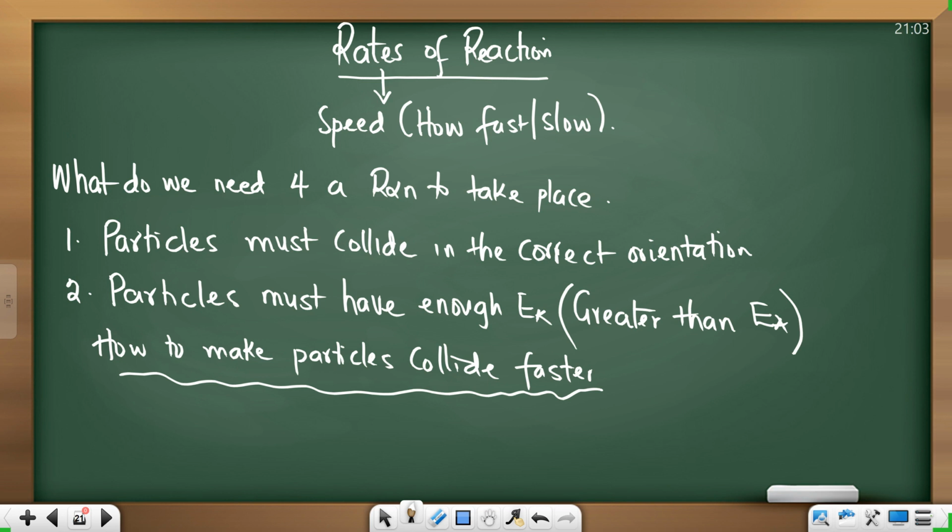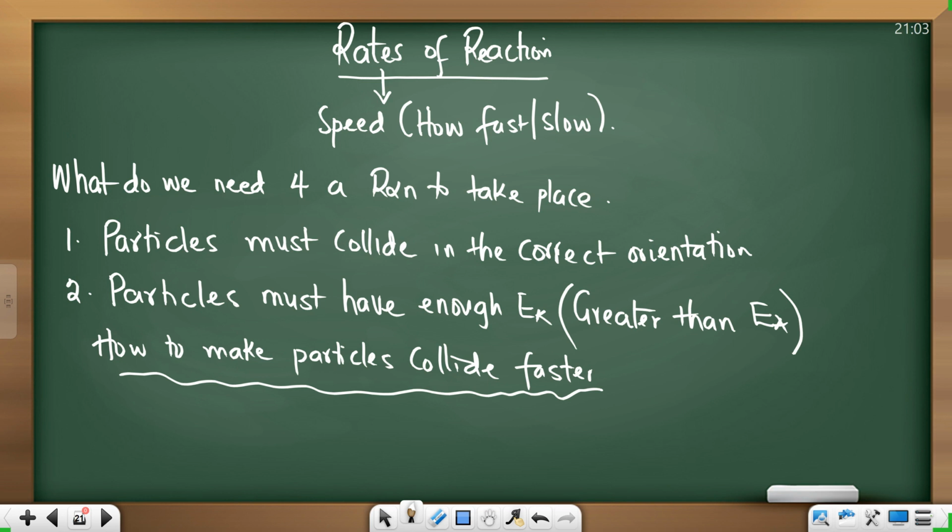Not all reactions are successful. Not all collisions are successfully what? Reactions. They must collide with enough energy and in the correct orientation.